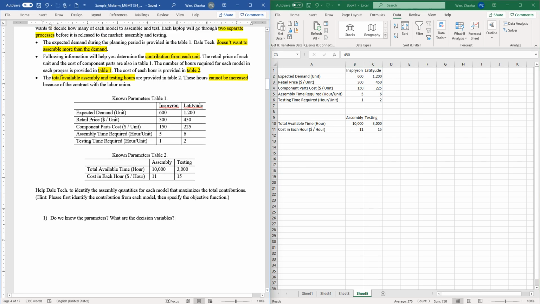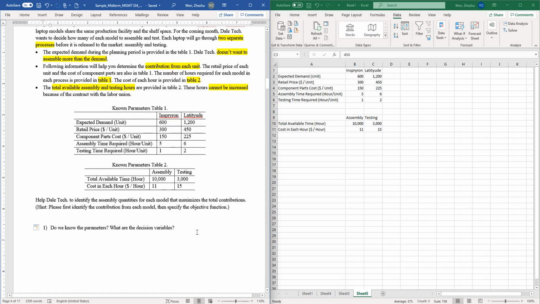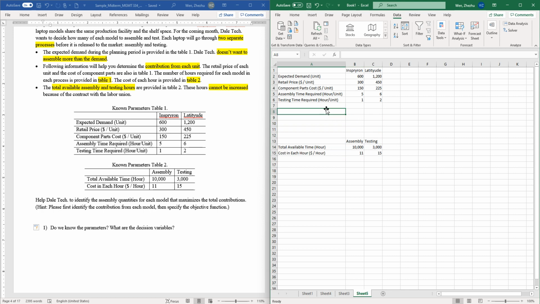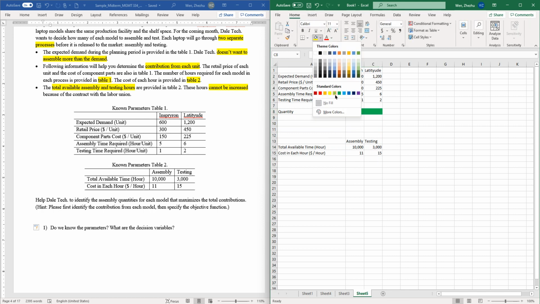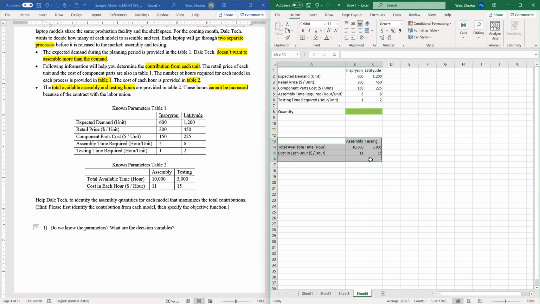What are the decision variables? Since this is an allocation problem, the decision variables we're looking for are the quantity of each model. That's about all we need. The quantities for Inspiron and Latitude are the decision variables that we'd like to find out. The parameters are all over the place, but we're missing one of the key parameters that we need to calculate the total contribution.